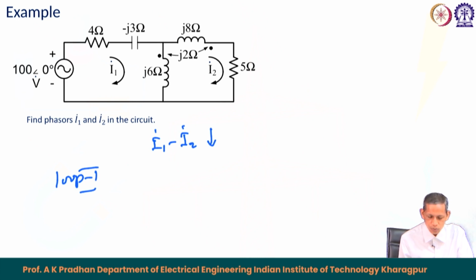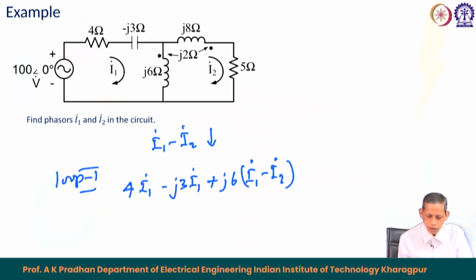We can start from the 4 ohm resistor, 4 into I1, and then we have the capacitor, minus j3 into I1, then we have the j6 ohm. For this the corresponding drop associated with the self inductance becomes j6 into (I1 minus I2), and then its mutual part. For this mutual part, I1 minus I2 is entering and I2 is leaving. So, this becomes minus of j2 into I2, and this equals 100 volt with 0 degree. So, this is the first loop equation.